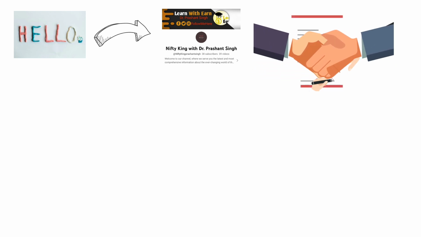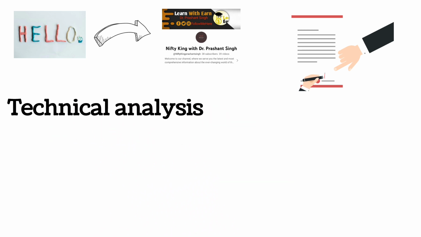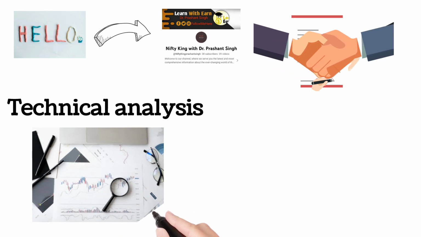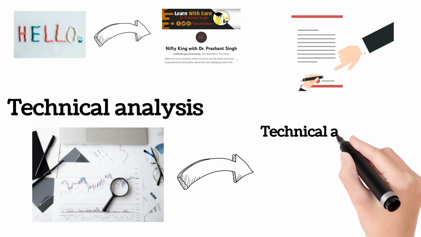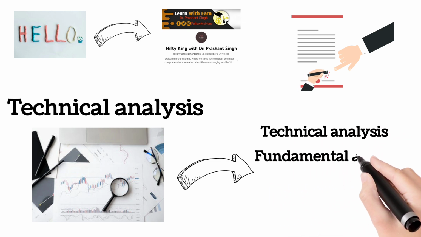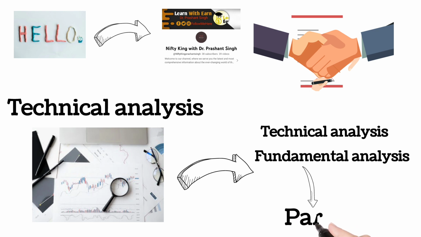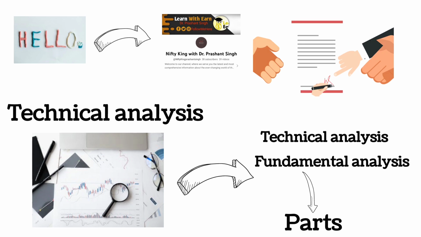In today's video, we will be discussing technical analysis from A to Z. It is a part of the stock market. There are two types basically: technical analysis and fundamental analysis. Today we will only talk about technical analysis in this video. In the next video, I will discuss fundamental analysis.